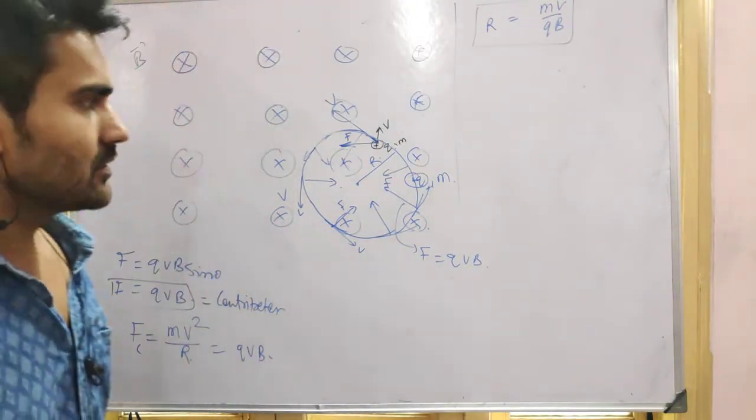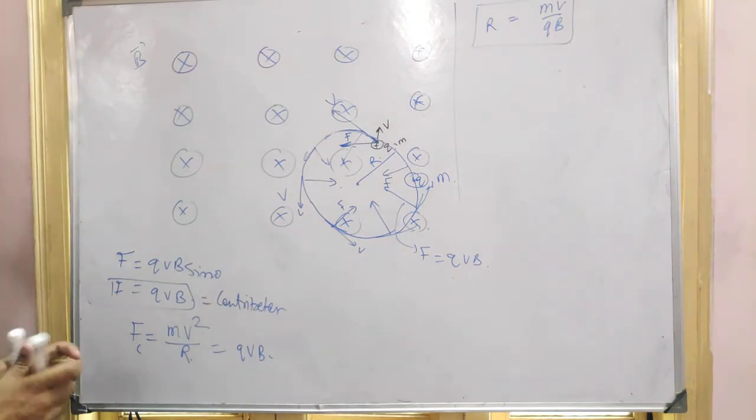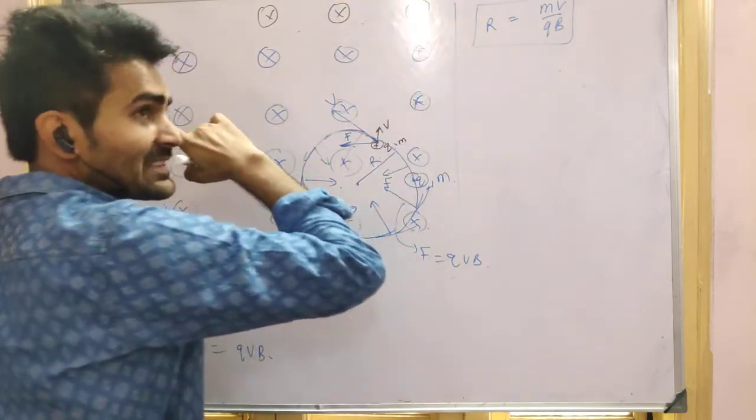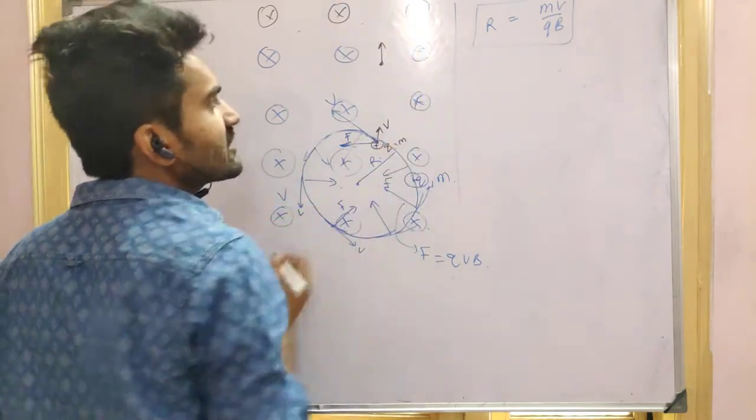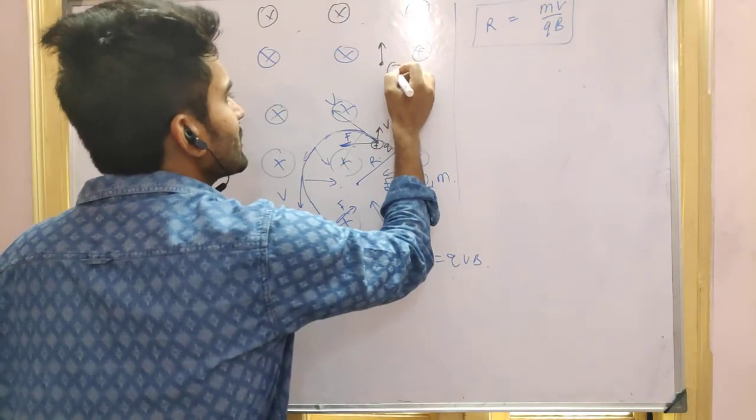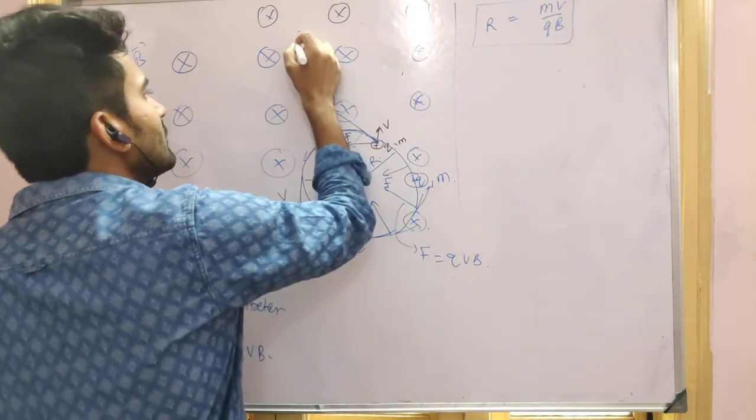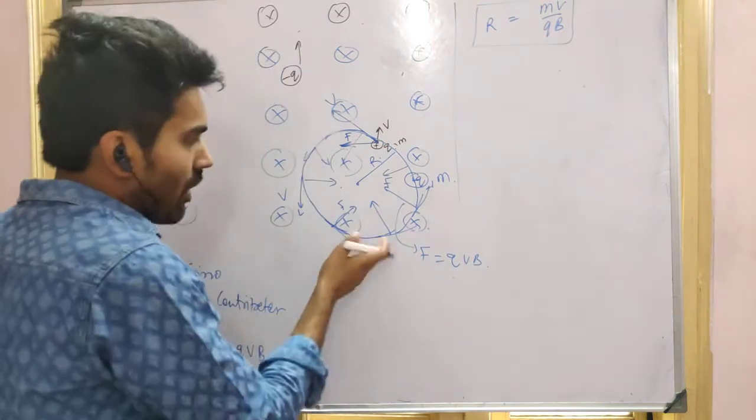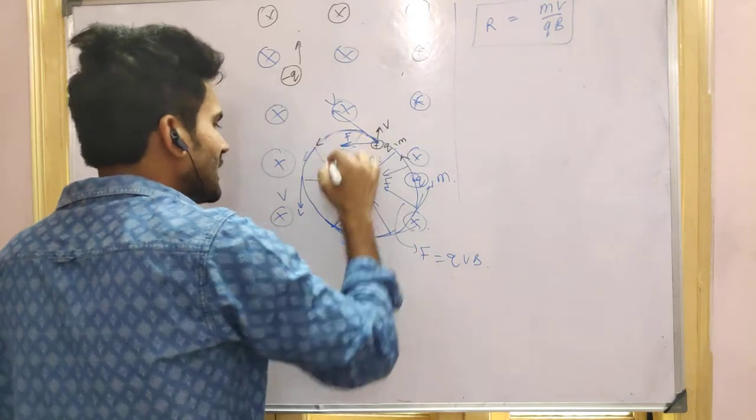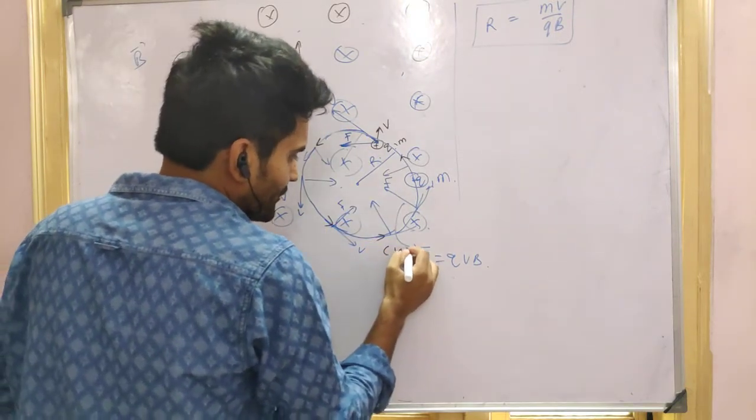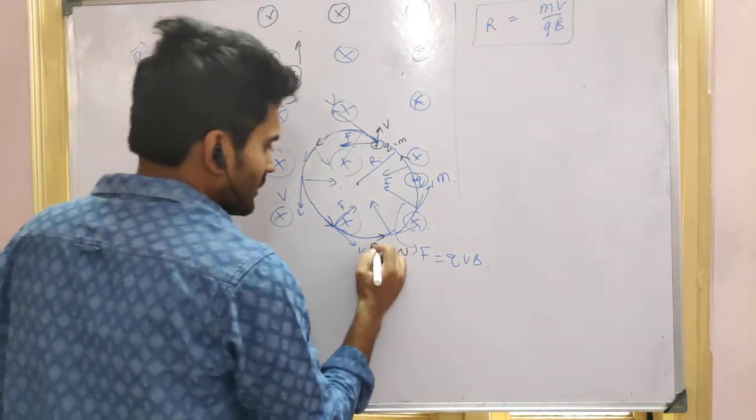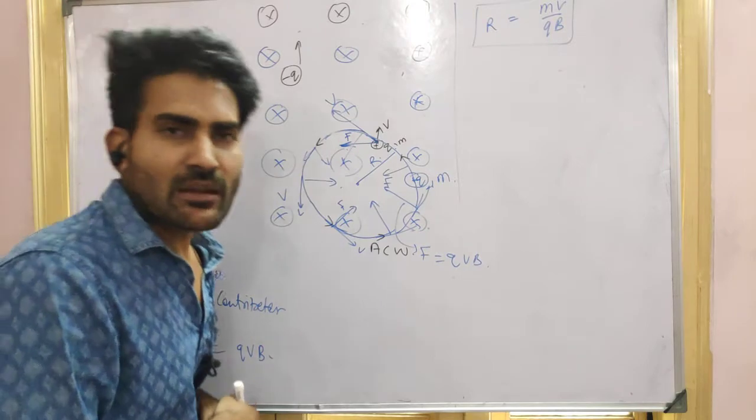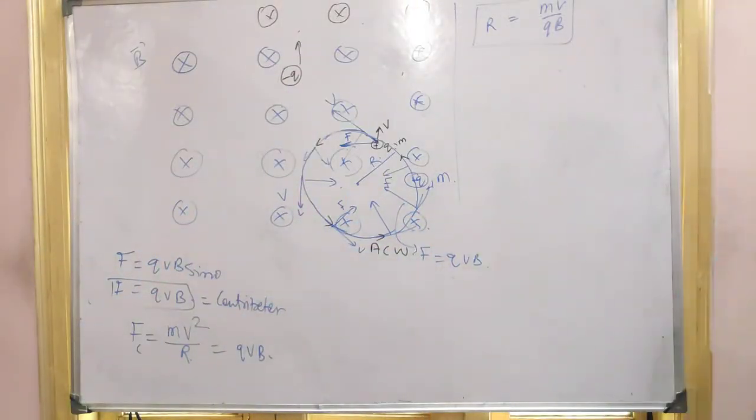Any confusion? So can you tell me, if I say the same B and a charge is moving in this direction and it is a negative charge, let's say it is moving here and it is a negative charge, can you tell me how it is rotating? I think it is rotating clockwise. Yes or no? Sorry, anti-clockwise. It is moving anti-clockwise. So if the charge is negative here, can you tell me how it will rotate, clockwise or anti-clockwise?